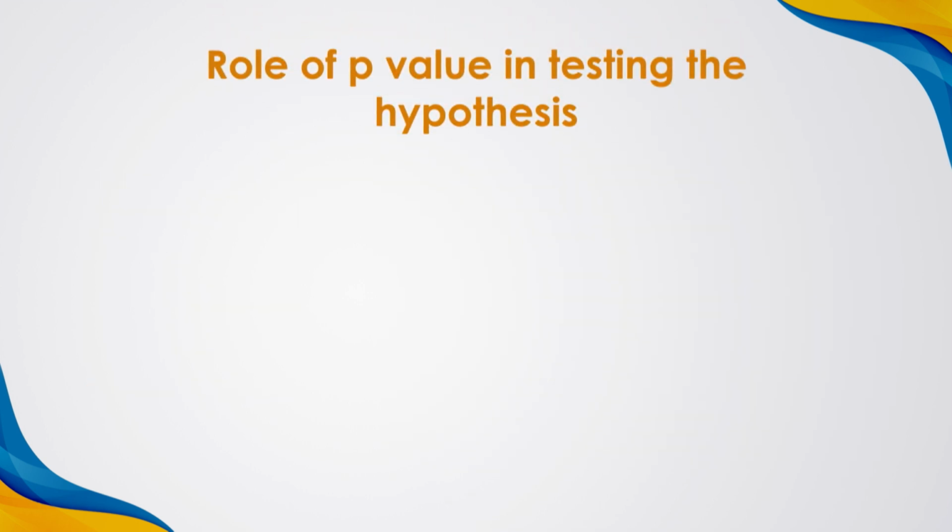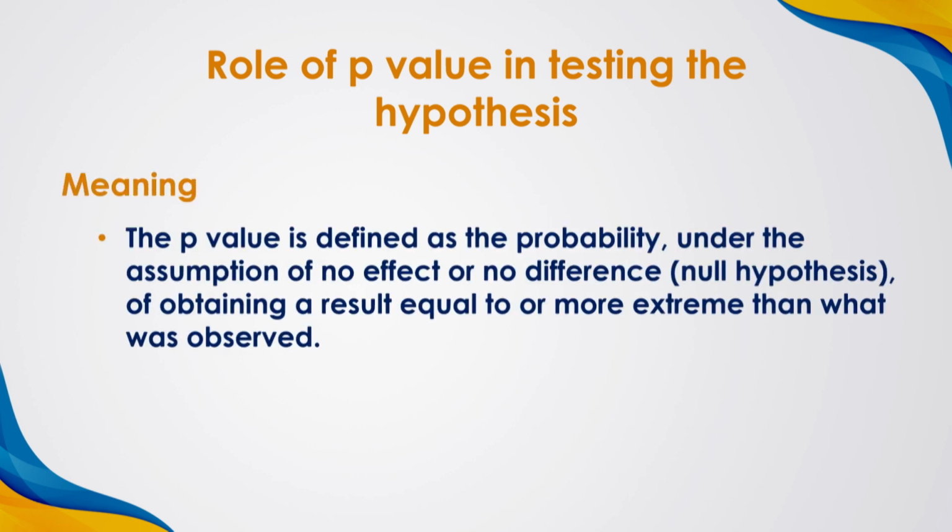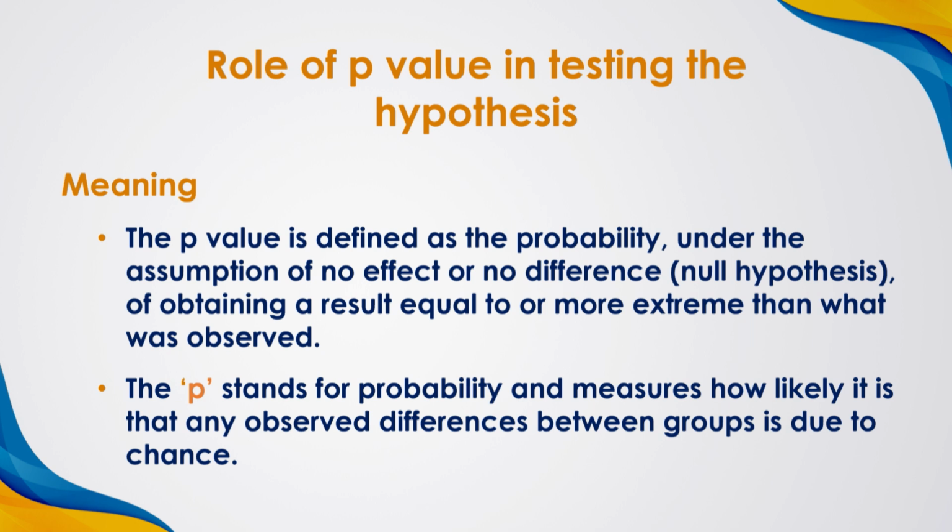Coming to the role of p value in testing of hypothesis, p value plays a very important role. It is defined as the probability, under the assumption of no effect or no difference, of obtaining a result equal to or more extreme than what was observed. No difference is usually addressed by the null hypothesis. The P stands for probability and measures how likely it is that any observed differences between groups are due to chance.